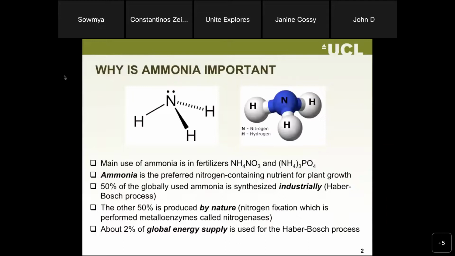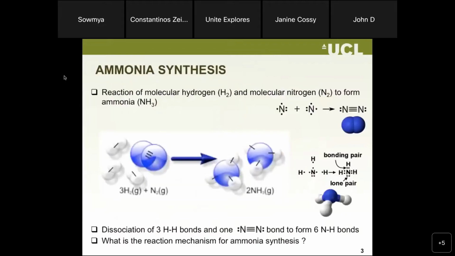However, as the population grows, we need to industrially produce more and more ammonia, and therefore it's good to find ways to produce it at a lower energy cost, because 2% of the global energy supply is actually used for this Haber-Bosch process in the synthesis of ammonia. So it's quite important to find new catalysts or new pathways in which we can produce it at a lower energy cost. So what is ammonia synthesis?